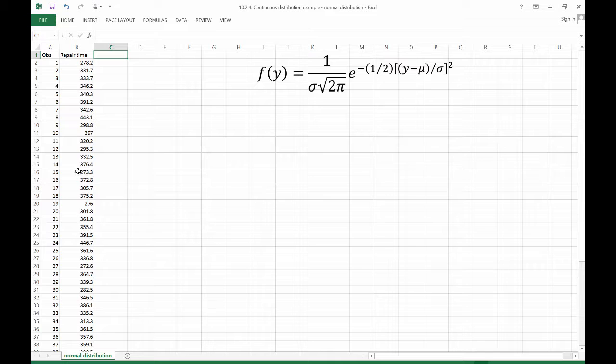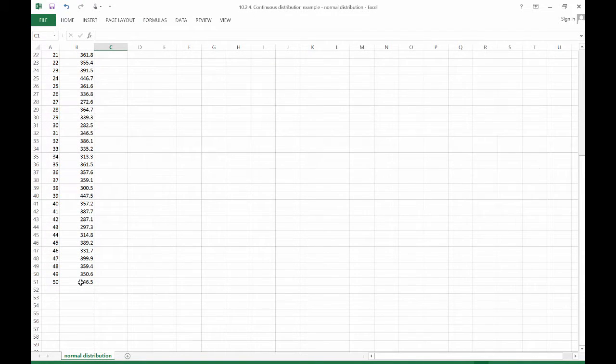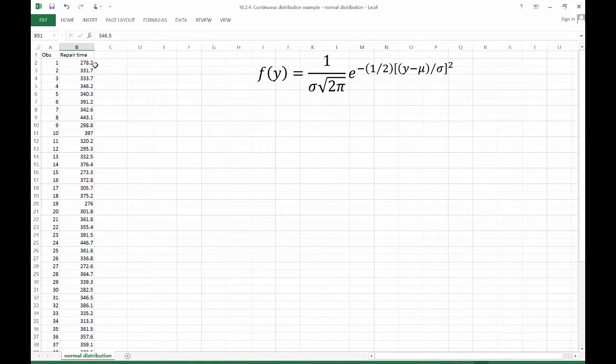Let's say we have a process or a system, some kind of machine, that breaks, and then we repair it, and we want to observe the amount of time that it takes to repair that machine. And let's say we observe the repair time 50 different times. We have 50 different observations of repair time. And let's assume that that repair time follows a normal probability distribution. We'll test this assumption later, but let's just assume for now that it follows a normal probability distribution.